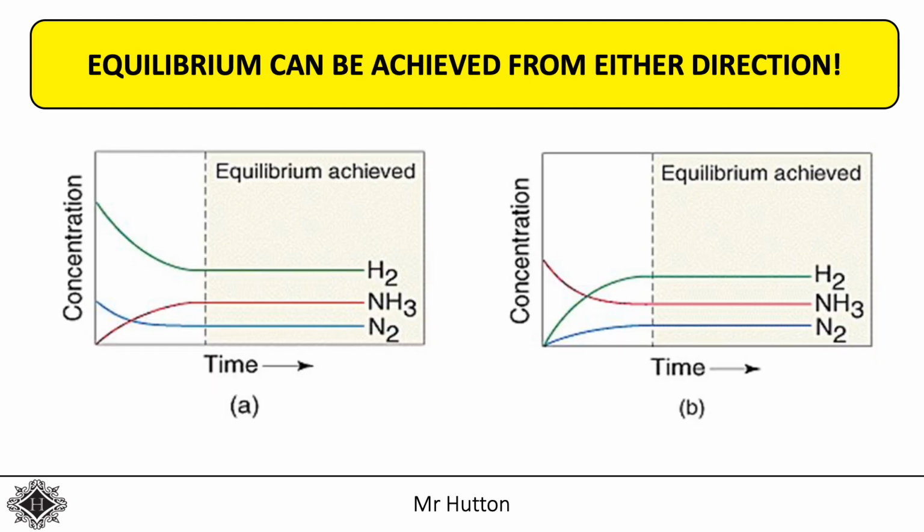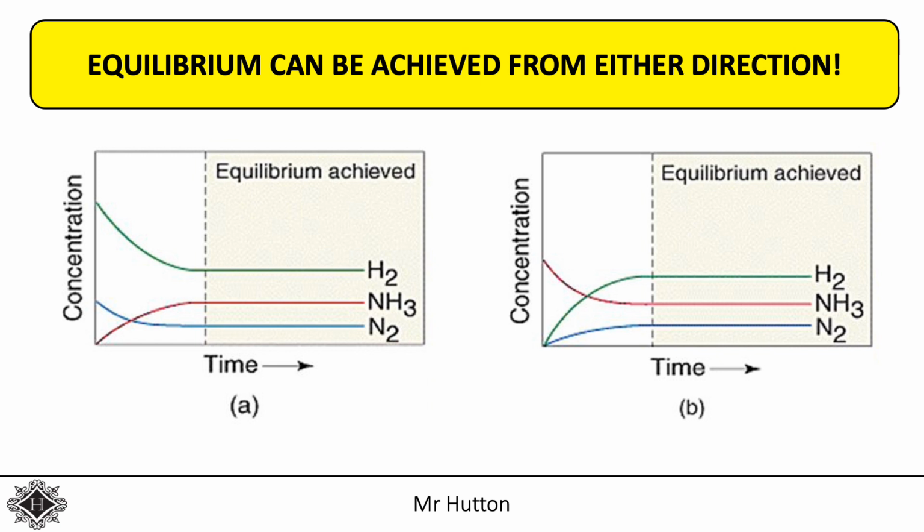So this is the Haber process that you'll learn more about in the altering conditions and resources topics. So again, same thing. We've just got a reaction, and we're just showing the two different directions. At equilibrium, you can see the concentration of all of those substances, hydrogen, ammonia, and nitrogen, is the same, whichever direction the reaction goes.